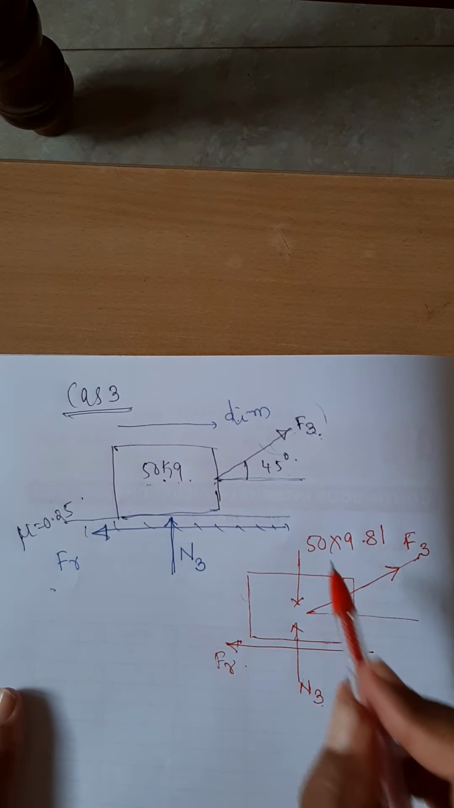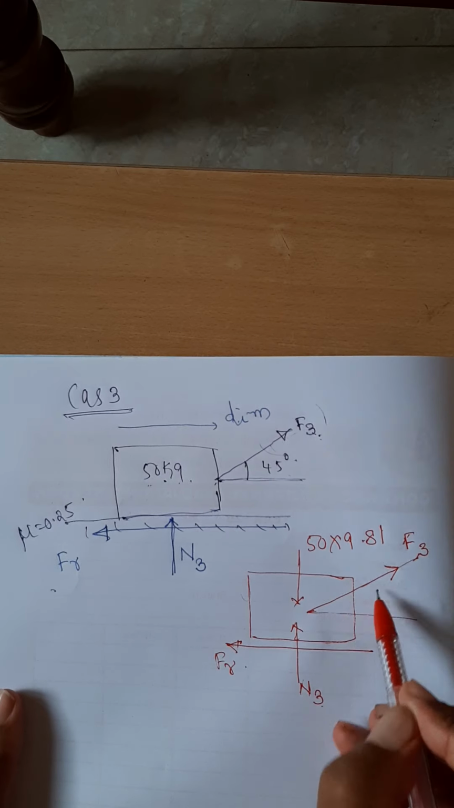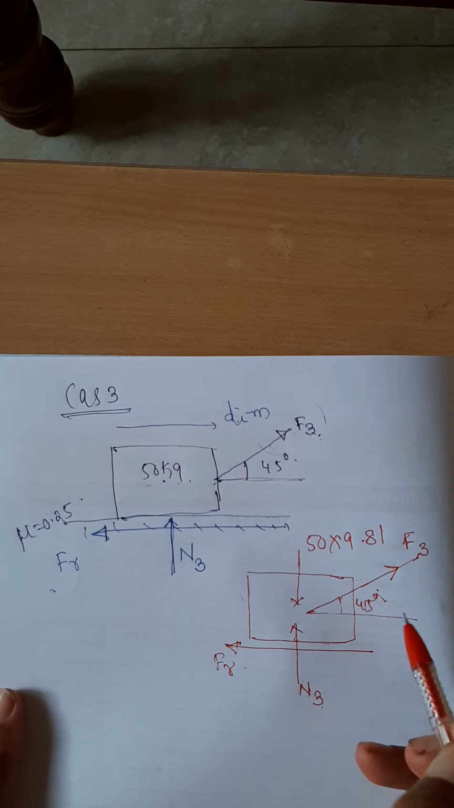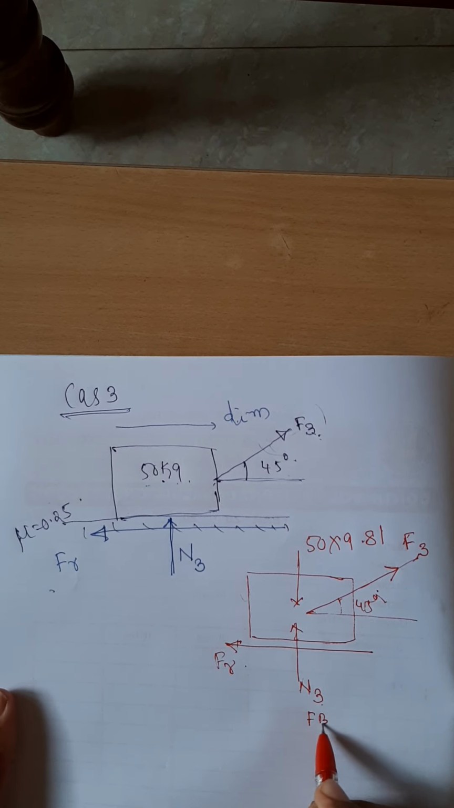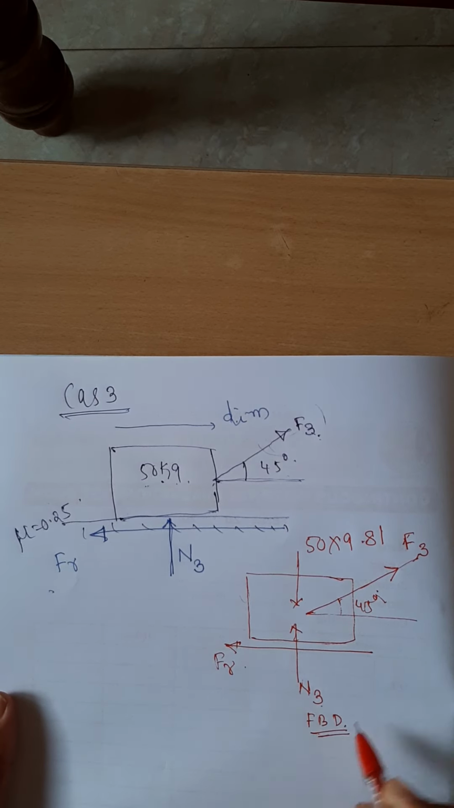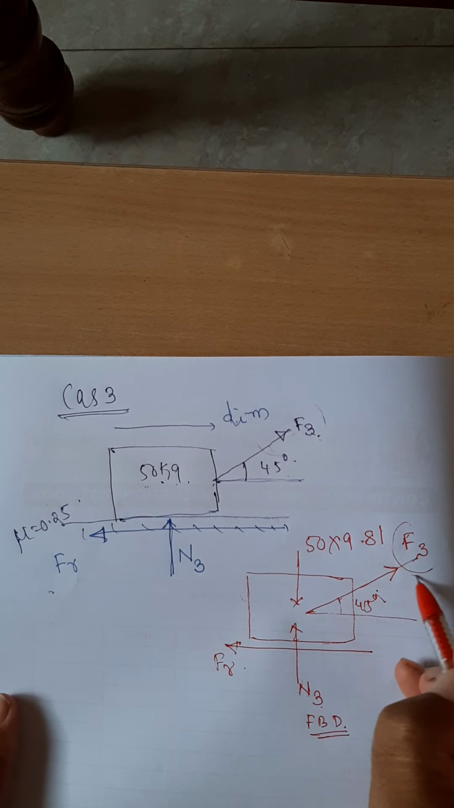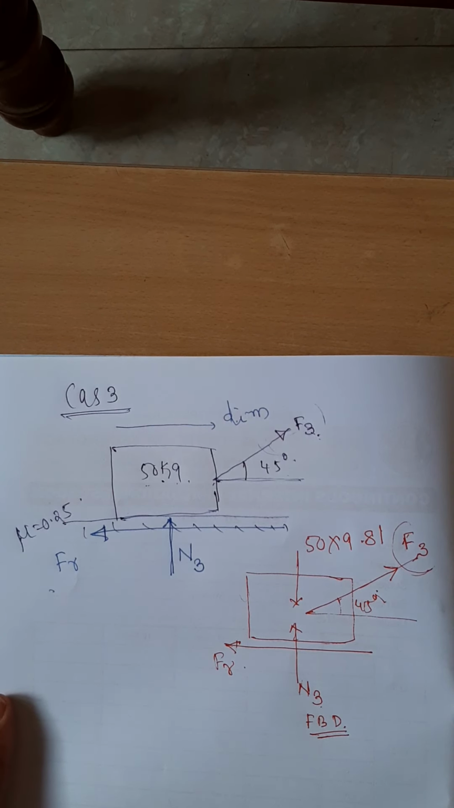What else? Self weight is marked, the force acting on the body is marked, and frictional resistance is marked. All other forces are marked on the body. Therefore, this will become the FBD. In this FBD, he is asking you to calculate the value of F3 so that the body will be set in motion.